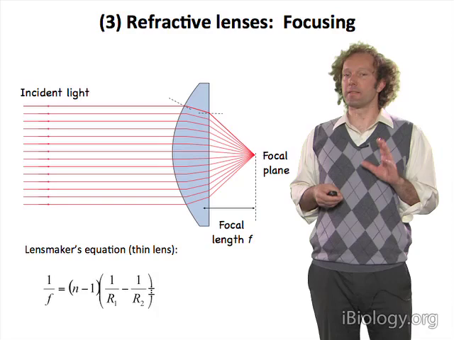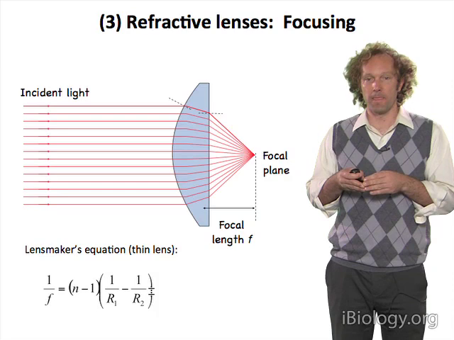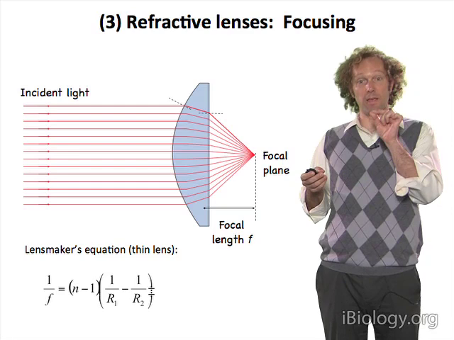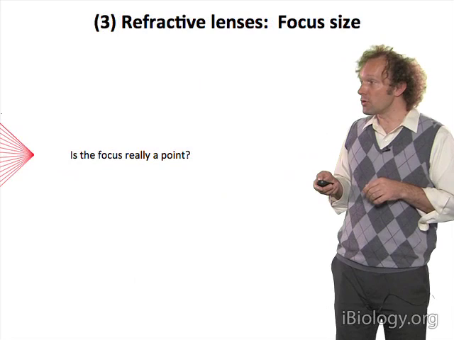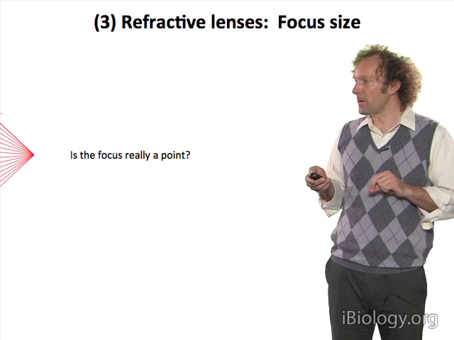But let's go back to the simple case of a thin lens focusing a bundle of rays down to a point. So the way I've drawn this here is very much a point. It seems to be infinitely small. But it's worth remembering that waves are not infinitely small. They have dimensions to them. They have wavelengths. And if you were to zoom in on that focal point, what does it really look like? Does it really look like a point? And the answer is no.